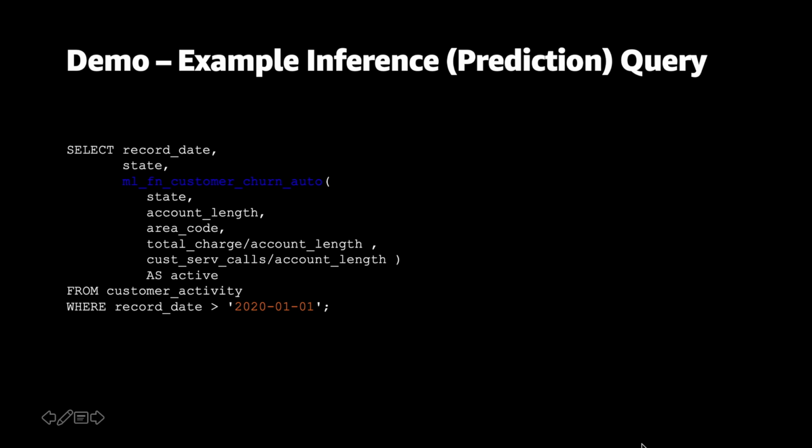Here is an example inference query, which uses the SQL function that was generated using the create model command. The query is trying to predict the customer churn who joined in the year 2020. Let's move on to the demo now that we are familiar with the setup.